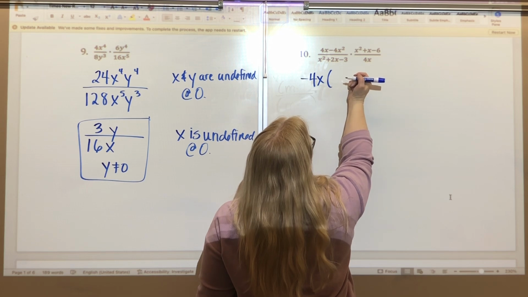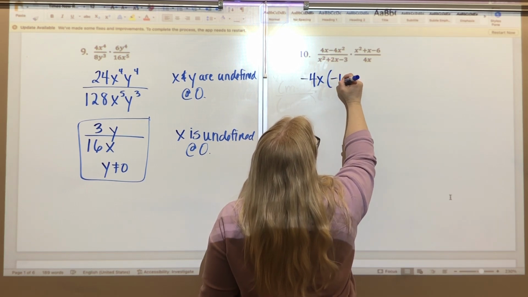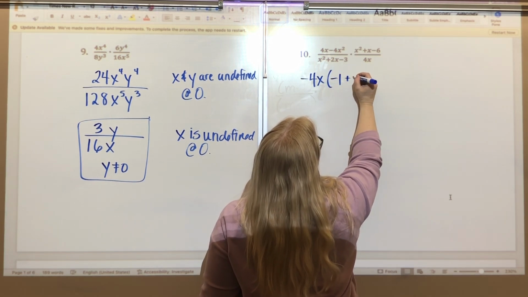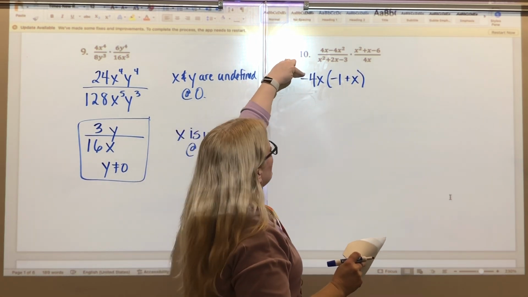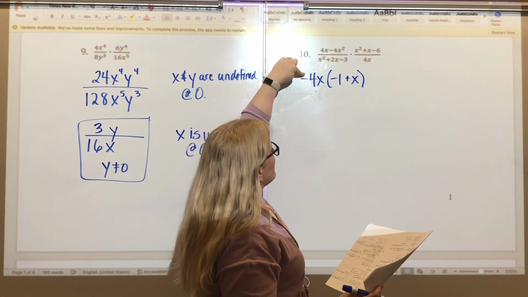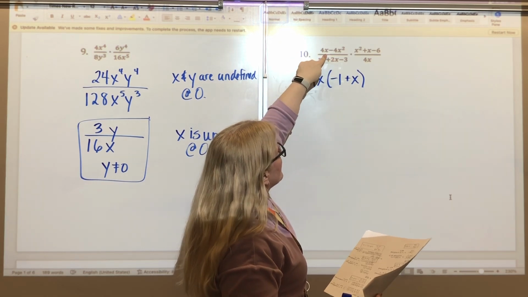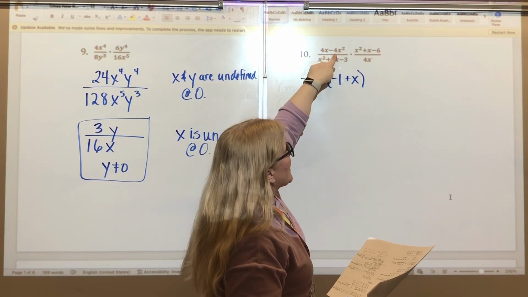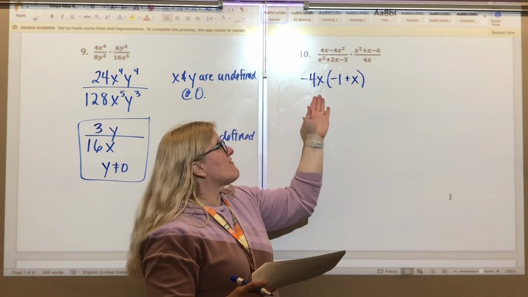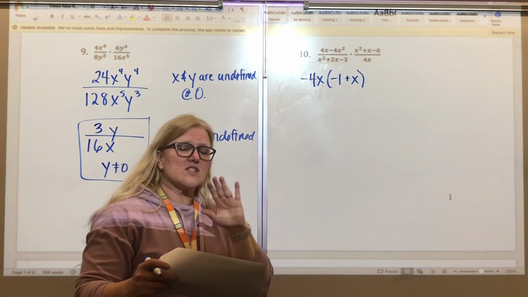Okay, and when I do that, I get a negative 1 plus x. Hopefully you see that. And just to check it, I can do negative 4x times negative 1 is positive 4x. Negative 4x times x is negative 4x squared. Okay, so I factored out a negative, and you'll see why in a second.